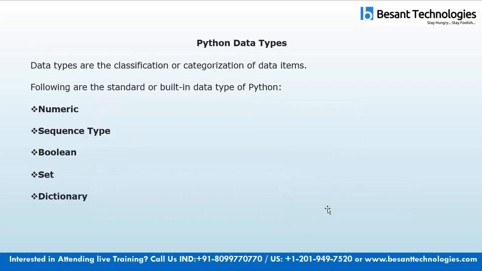Okay, and then data types. What are the data types available in the Python language? Actually, what is a data type? Data types are the classification of data items. So we have 5 built-in data types. We will see them one by one. What are the data types we have? Numeric, sequence type, Boolean, set, and dictionary.